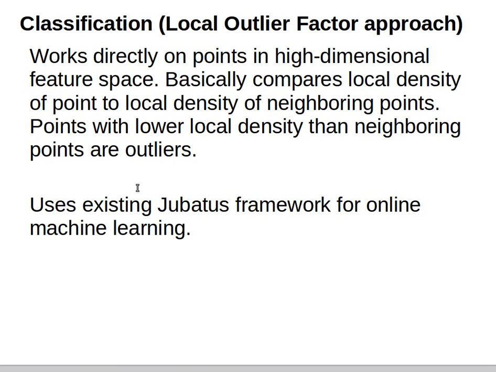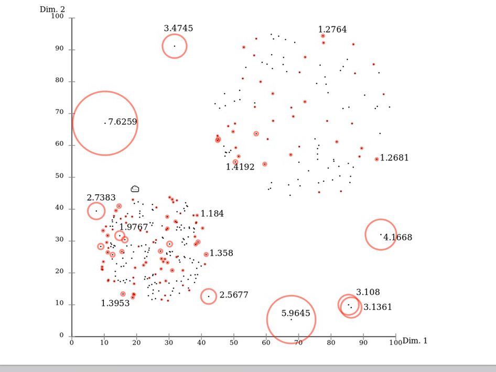So the other approach we tried was called local outlier factor. This is a more direct approach. You don't build a subspace, you just look at the points and compare them to other points. Specifically, you look at the local density of a point, and points with lower local densities than neighboring points are outliers.